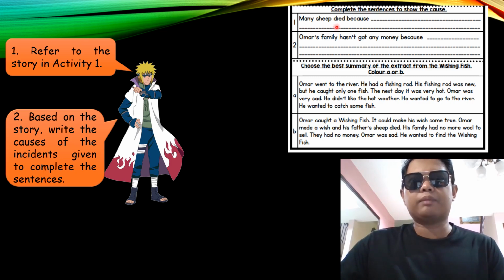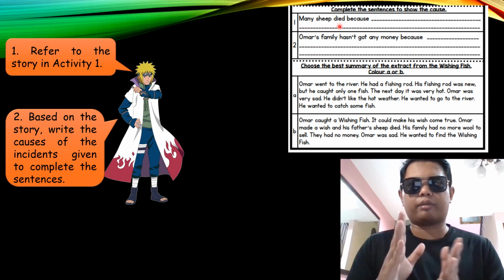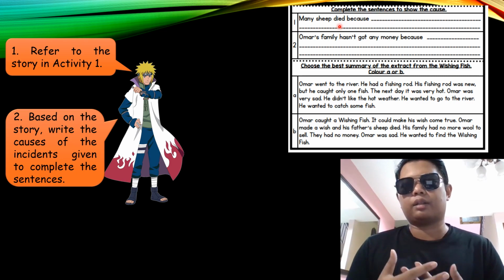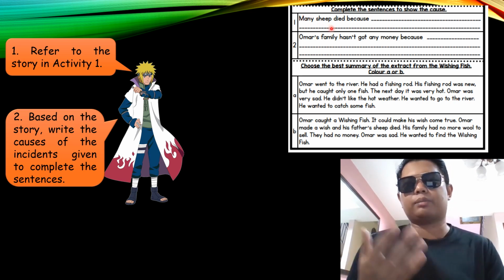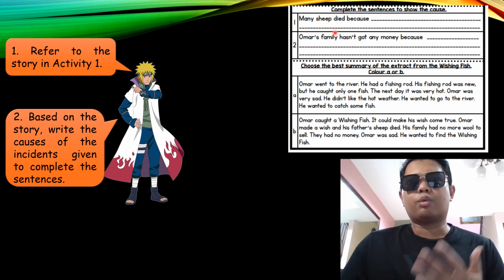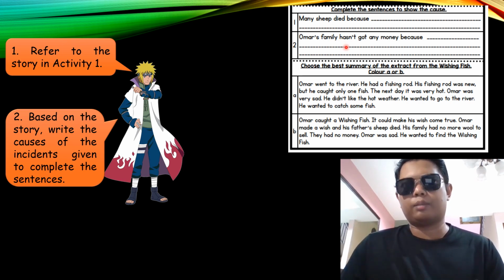Number 1, many sheep died. In the story just now, many sheep died. Number 2, Omar's family hasn't got any money. This is the incident for number 2. Here I want you to write the reasons, the causes why these incidents happen. Why many sheep died in the story, and why Omar's family hasn't got any money anymore.